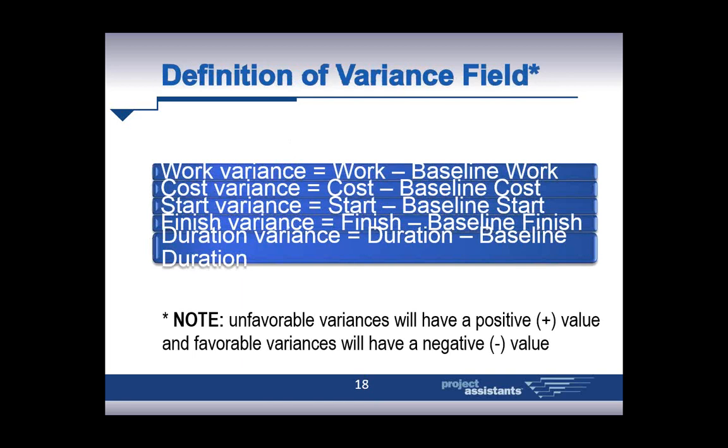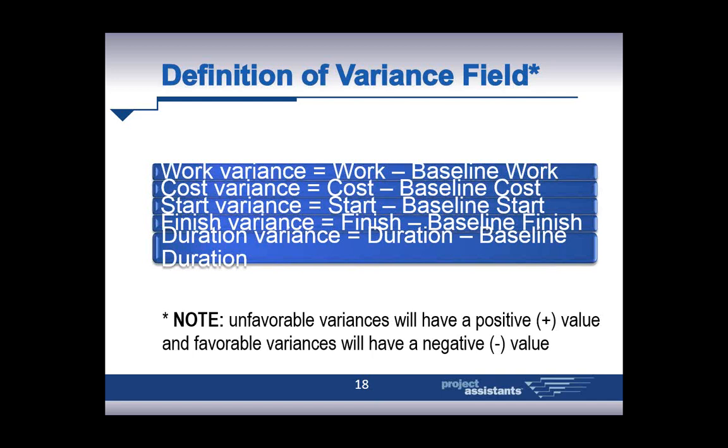The other important thing to keep in mind is what is a variance in Microsoft Project? First of all, we have to capture a baseline in order to generate a variance within Microsoft Project. Once we capture a baseline, Microsoft Project computes work variance, for example, equals work minus baseline work.